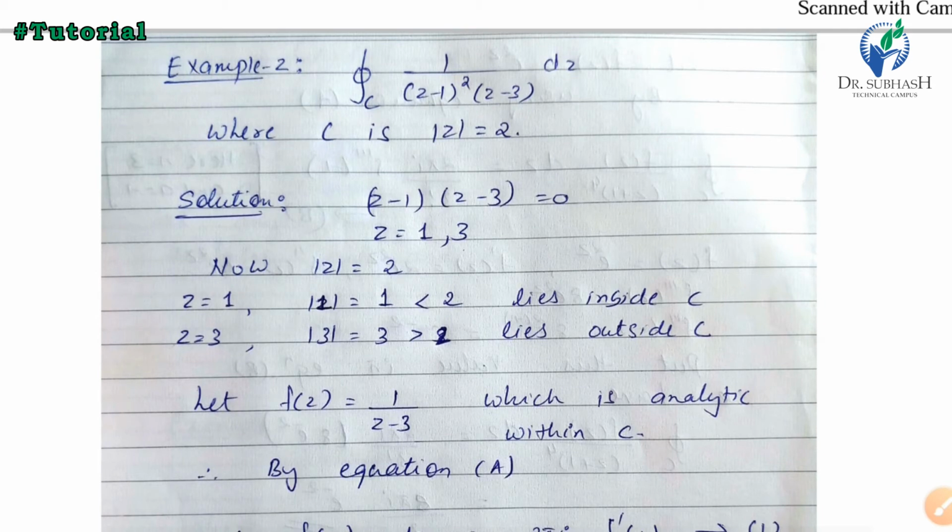Example 2. Integration over C of 1 upon (z minus 1) whole square into (z minus 3) dz, where C is mod z equal to 2. Now again we have to find the value of z from the denominator portion. So we don't consider here the power 2. Comparing the denominator with 0, we get (z minus 1) into (z minus 3) equal to 0. So z equal to 1 and z equal to 3.